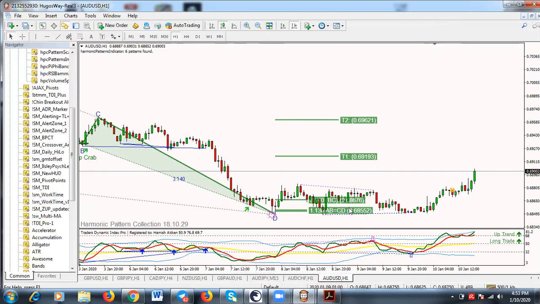Okay, what else can we see? We already have some confirmations, right? We have the harmonic pattern. We have, let's see, divergence. Let's see here to here. Yes, we have a slight divergence here. Check this out here.